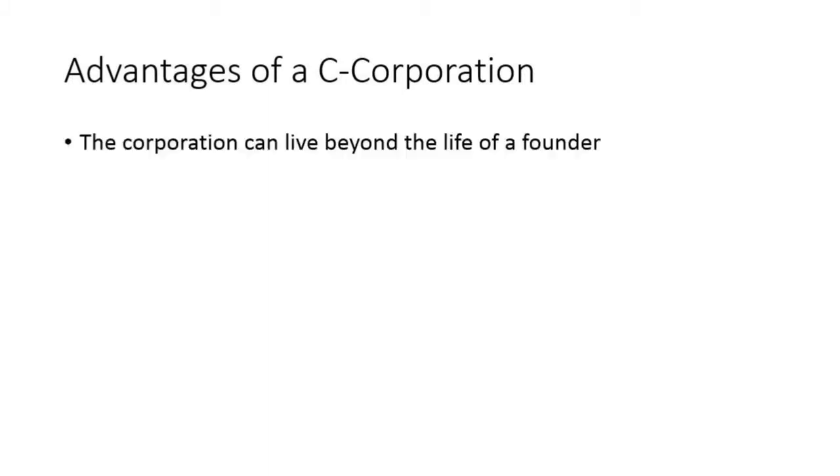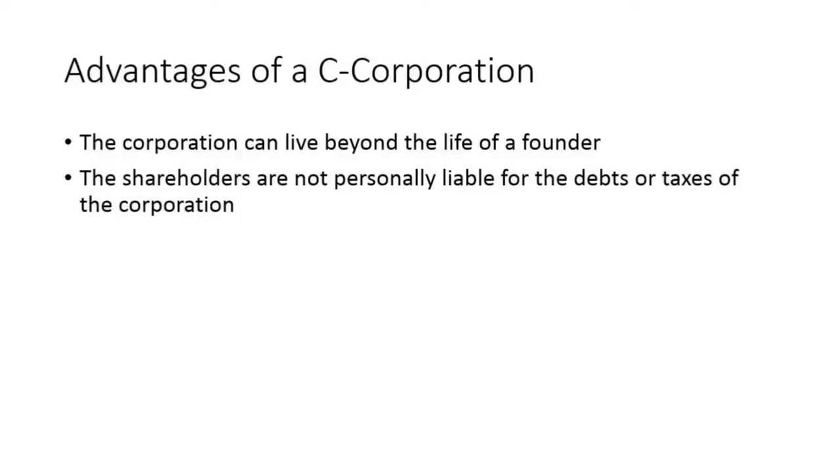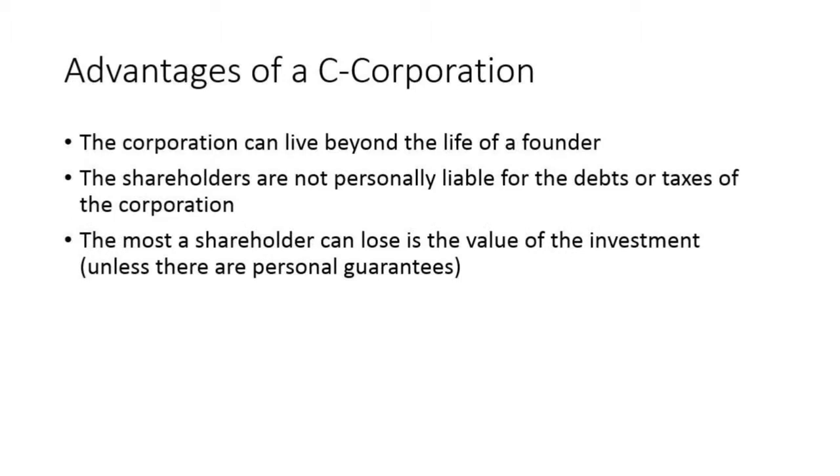Now, some advantages of a C corporation. A C corporation can live beyond its founder. So a lot of big corporations, we're talking major Fortune 500 companies, those are corporations. They have a board of directors, and they outlive any founder, so it doesn't dissolve when the founder goes away. The shareholders are not responsible or liable for debts and taxes in the corporation. The most a shareholder can lose is the value of their investment. So whatever they bought into the company, whatever shares they purchased, that's what they lose in value, or any other investment or contribution they may have made.